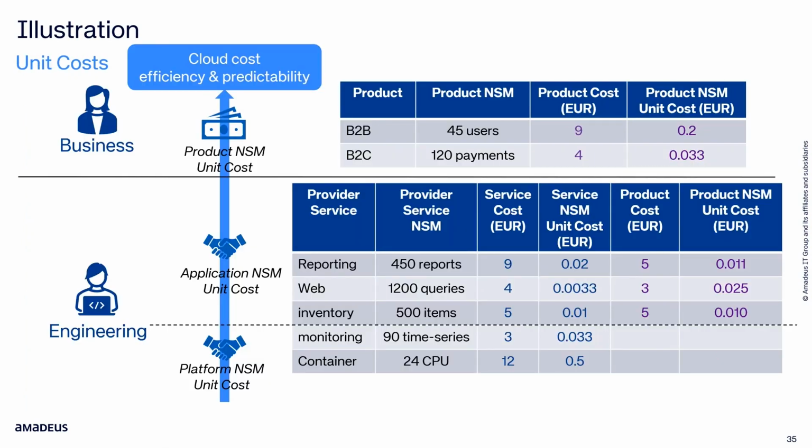These two tables present the NSM unit costs, which have been calculated from the allocated cost table simply by dividing the costs by the NSM values.